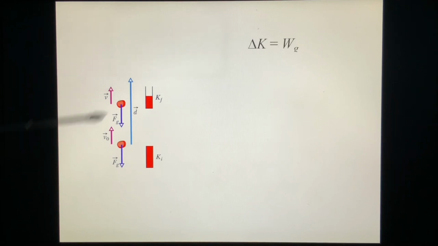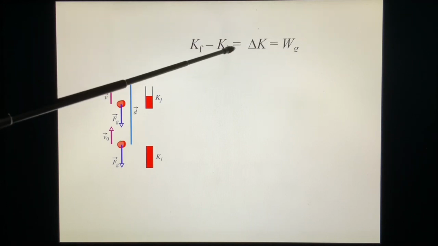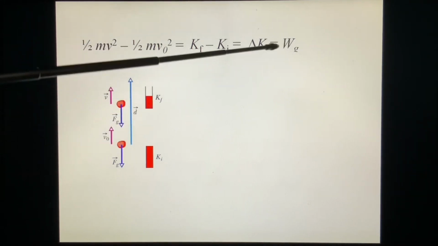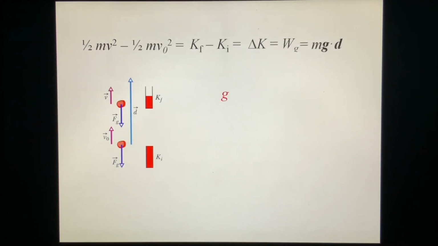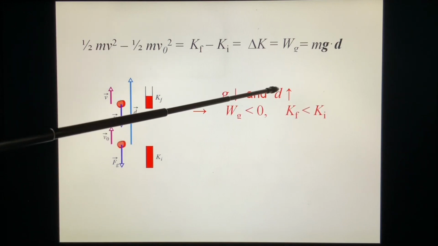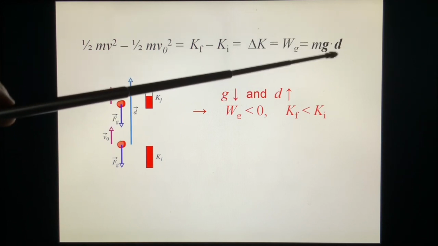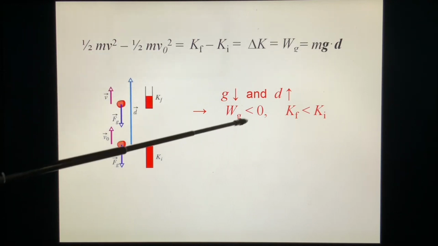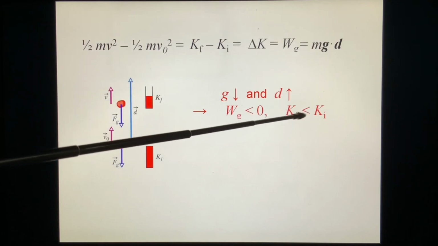We look at the kinetic energy change. It is K final minus K initial, which is half m v squared minus half m v0 squared. On the right side, the work done by the gravitational force is equal to mg dot d. G is always downward toward the center of the Earth. If the displacement d is up, then the angle between them is 180, so cosine 180 is minus 1. So in this case, Wg is negative and K final is smaller than K initial.